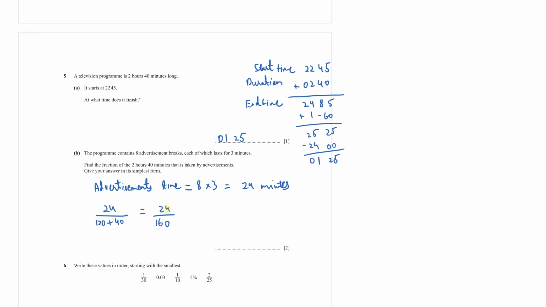So I can divide by 8. 8 times 3 is 24. 8 times 20 is 160. So 3 over 20 is the answer in the simplest form.